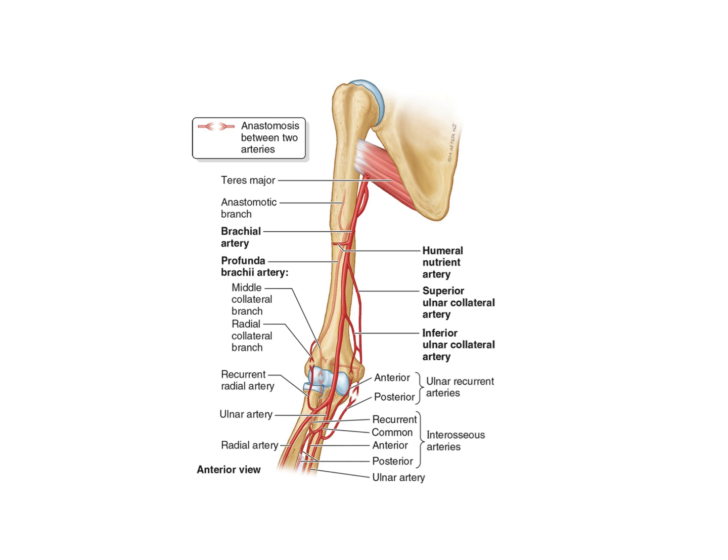We also see different branches from the brachial artery. There's a humeral nutrient artery, which will feed the humerus. And then we see the collateral branches, the superior ulnar collateral and the inferior ulnar collateral, that join other arteries in this anastomosis around the elbow and into the forearm.